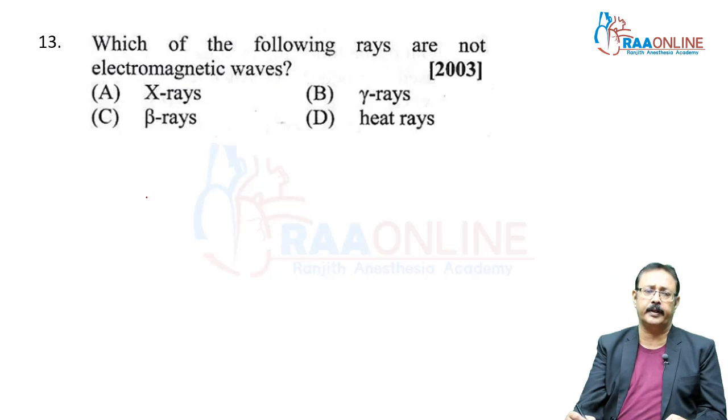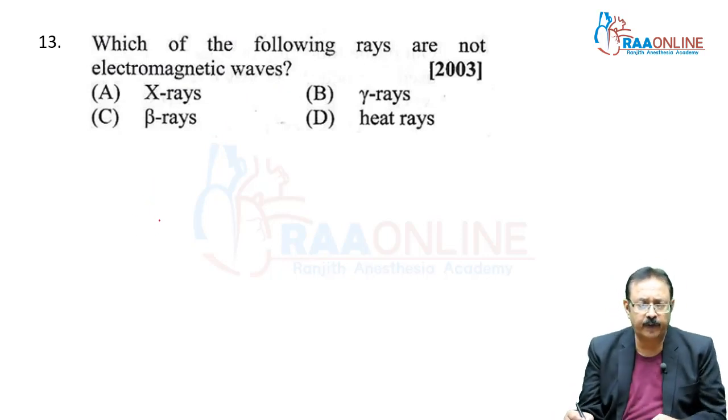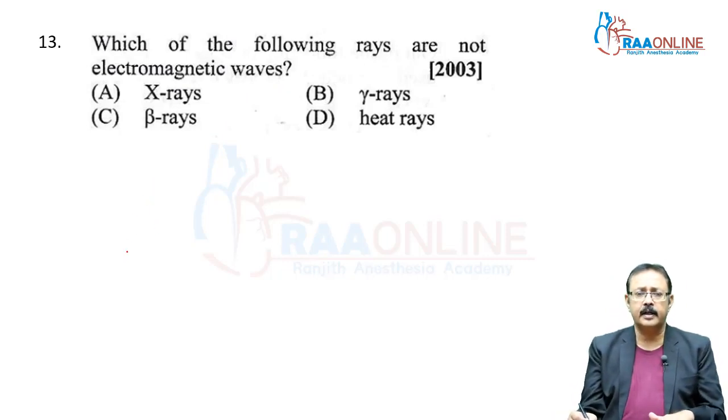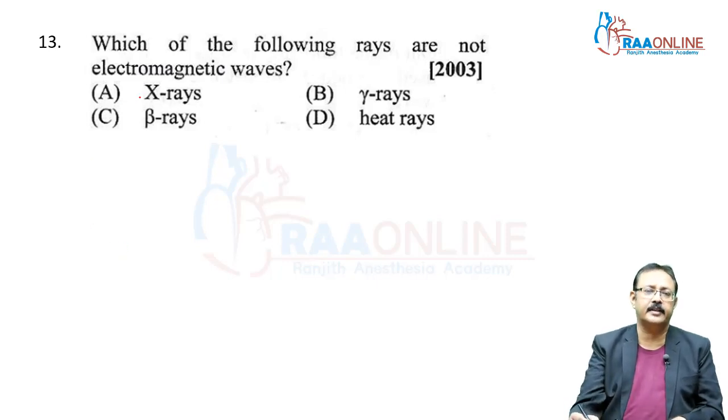2003 AIPMT. Which of the following rays are not electromagnetic waves? You know that beta rays are rays formed by electrons. So all others are electromagnetic waves except beta rays. They are fast moving electrons.